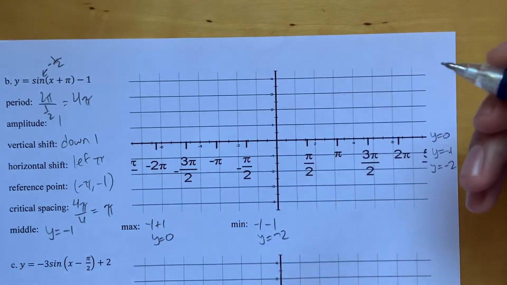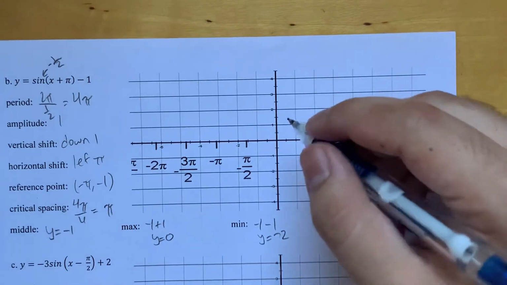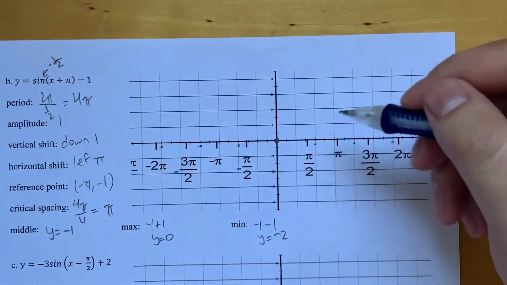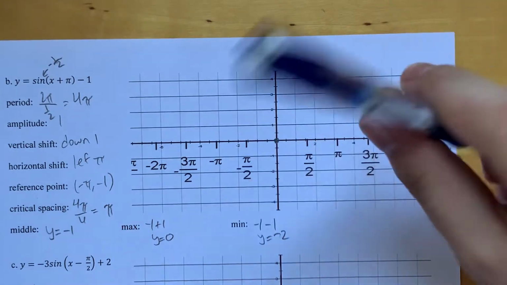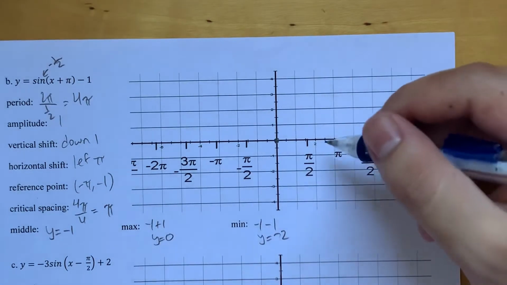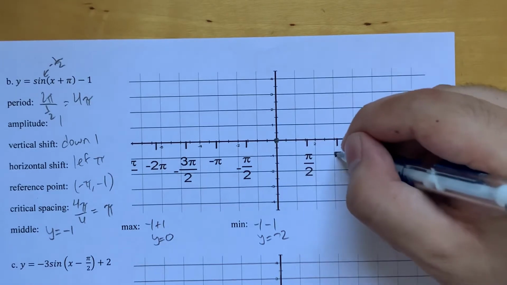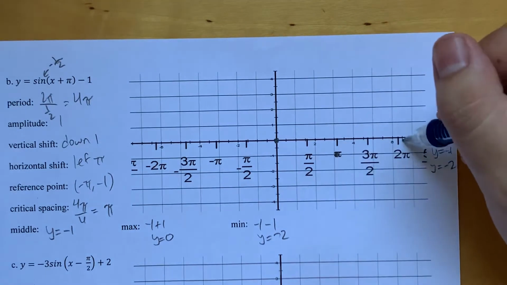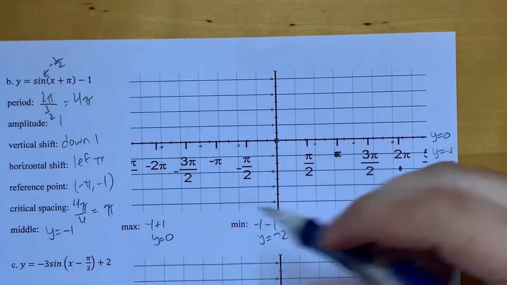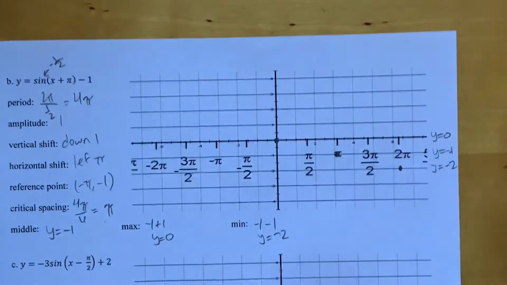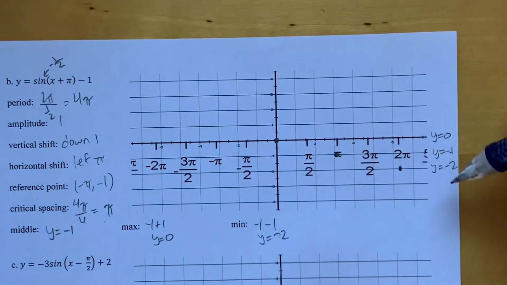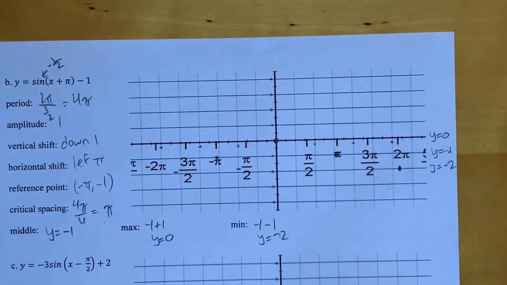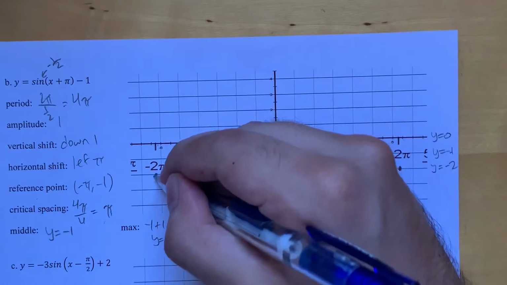So it's a sine graph, went left pi, so I know it's going to start right here. It's going to start at the top. It's going to look like a very elongated cosine graph because it went left pi. And then at pi, I'm going to go down to -1. And at 2 pi, I'm going to go down to -2 because my critical spacing is at every pi. That's how I would use critical spacing when it's not pi over 2. So when I go down to -pi, do the same. Go down to -1, and then -2 pi will be my min.